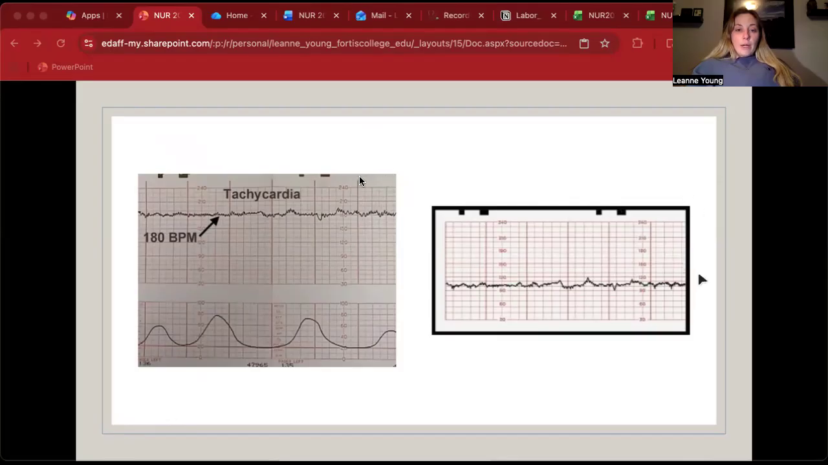Bradycardia would be over here, right? Sorry, I can't see my screen super well. Yeah, because our baseline on that strip is about 90. Okay, so that's just telling whether our heart rate is high or our heart rate is low, or if it's normal.